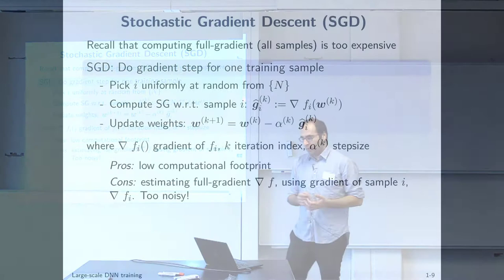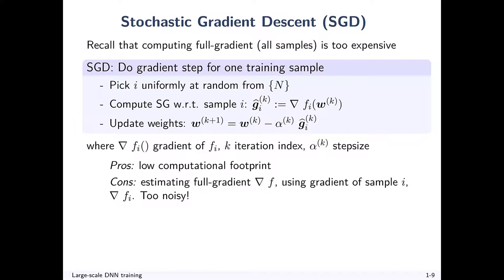So that's the motivation for SGD. And what is the intuition behind it? It's basically that you take a gradient step with respect to one sample. You compute the gradient of one sample, and then you move along that direction. So for instance, if you want to look at the pseudo code, it looks like this.